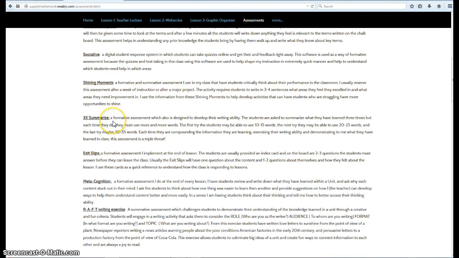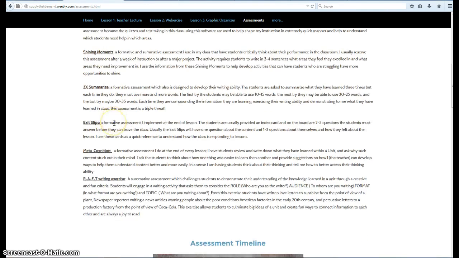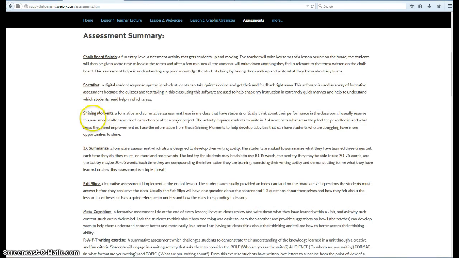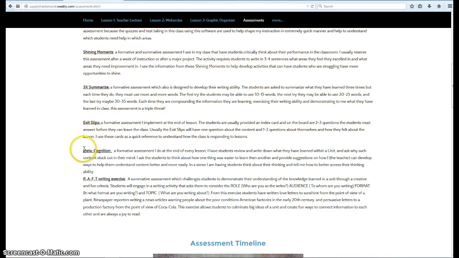Here are some of my favorites that I like to do. The two that I really like doing are metacognition, which I have an example of later down this page, and this RAFT writing exercise, which I also have an example of at the bottom of this page.